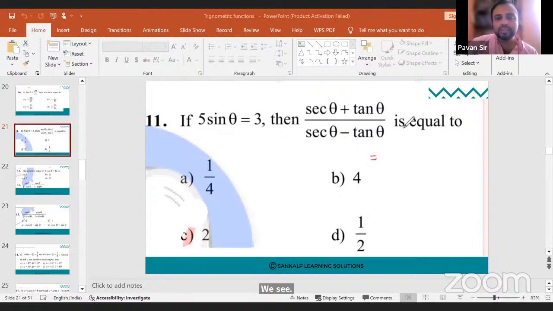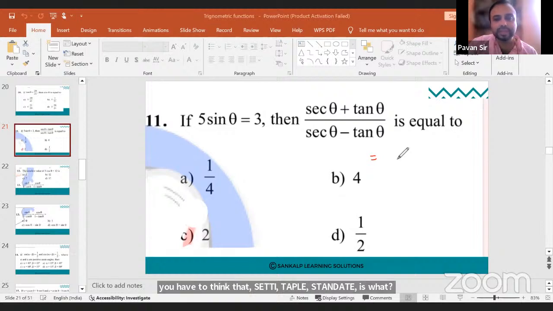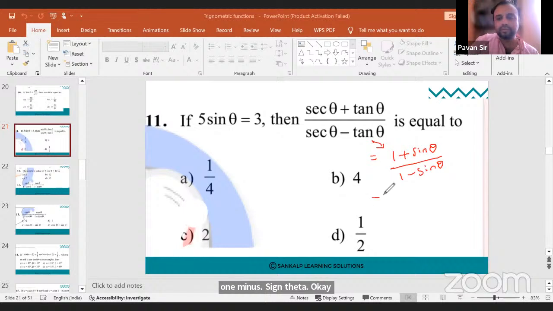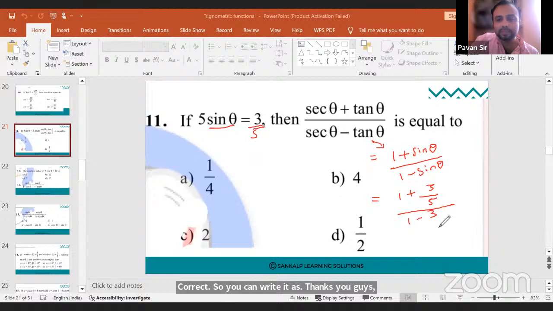So you have to think: what is sec theta plus tan theta? It is nothing but (1 plus sin theta) upon cos theta, and sec theta minus tan theta is nothing but (1 minus sin theta) upon cos theta. Then 1 plus sin theta, where sin theta is 3 upon 5. So you can write it as (1 plus 3 upon 5) upon (1 minus 3 upon 5). Try to solve this.